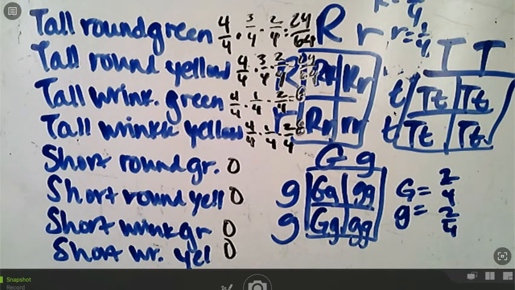Can you imagine doing a 64 square Punnett square? They literally take hours if you do it out the long way.